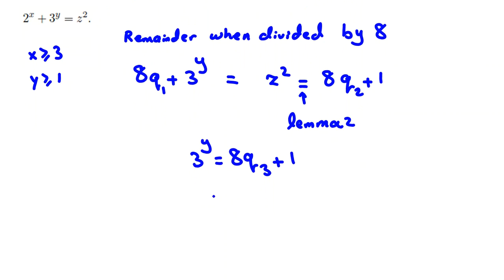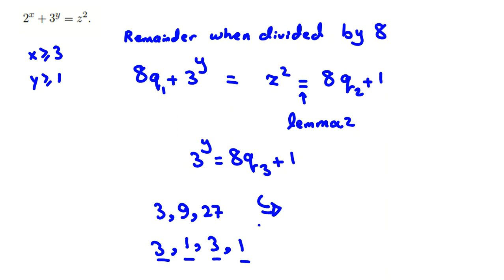Now, if you consider the remainder of 3^y, 3 is 3. 3 squared is 9, the remainder when divided by 8 is 1. The next one, 27, is 3. The next one is 1. So 3, 1, 3, 1. So we conclude what about 1? The period is 2. 3 to the 2 is 1, 3 to the 4 is 1. So we conclude y is even.